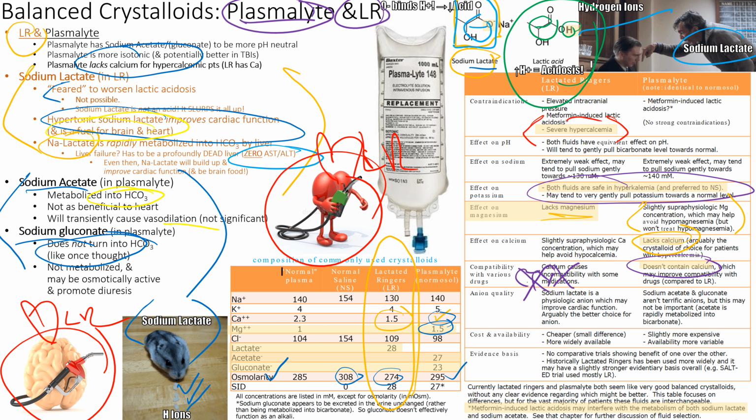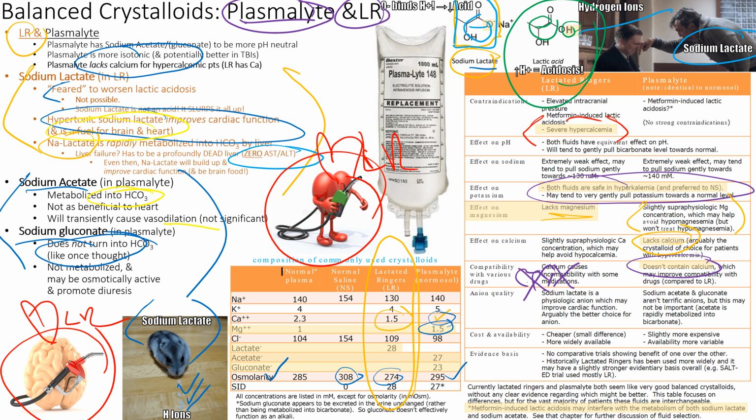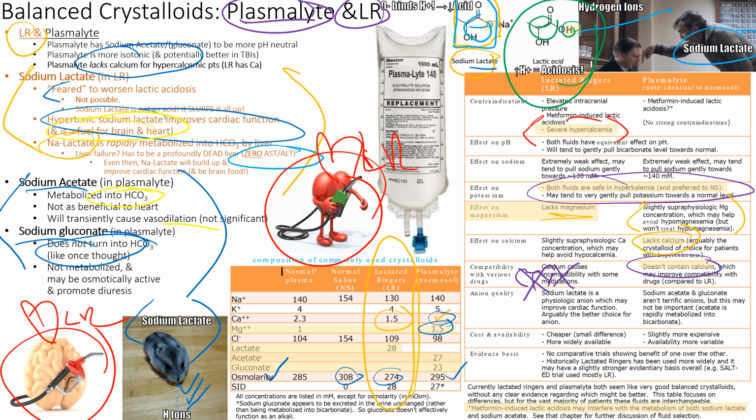All right, what anions? We said sodium lactate was actually a better ion, right? They had these other theoretical ones with Plasmalyte, but it's not as good, okay? Cost: it is more expensive for Plasmalyte. And evidence: there's a lot of evidence that LR is better than NS. They haven't really compared LR versus Plasmalyte as much just yet.